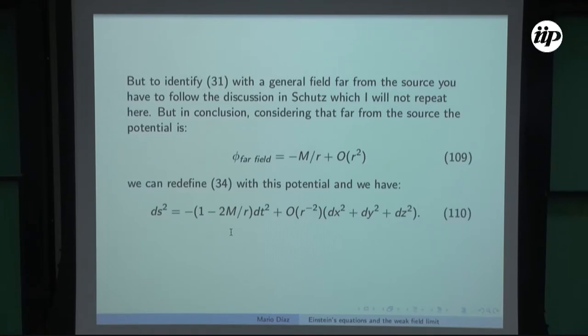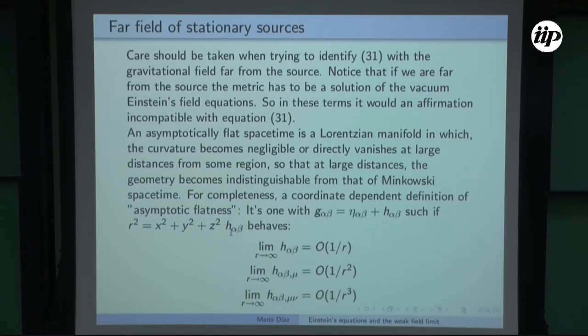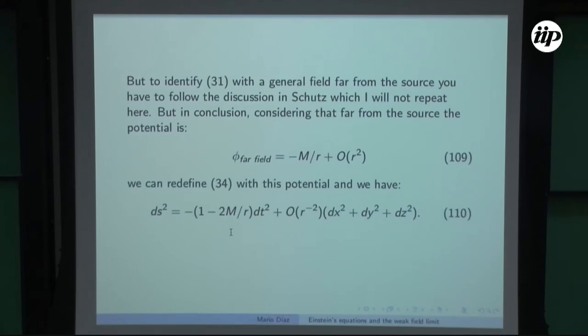Schutz discusses in his book all the conditions that are needed. But in summary, what we need to look at is that far from the field, the potential has to be of the type minus m over r plus order of 1 over r squared. And we can essentially then redefine the potential phi and put it in these terms.